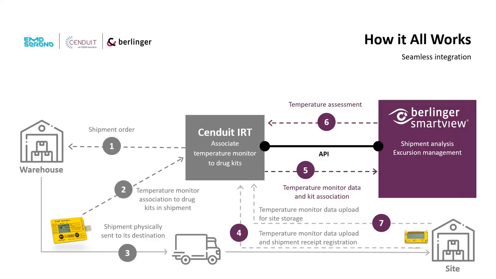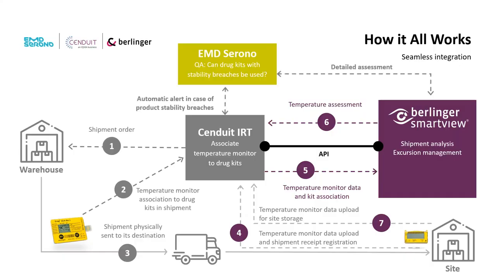But for the shipment that we just looked at previously that had a small excursion, some of those kits, with that new excursion at the site, now have an excursion above the stability budget and need to be put into quarantine. That happens automatically in the system as soon as we receive the data from those loggers. And that starts a process where we inform the site to put those kits into quarantine.